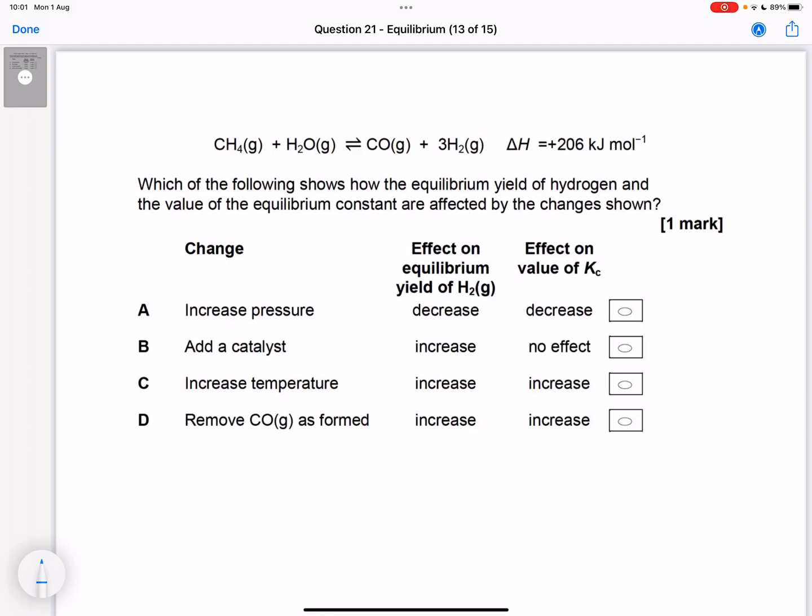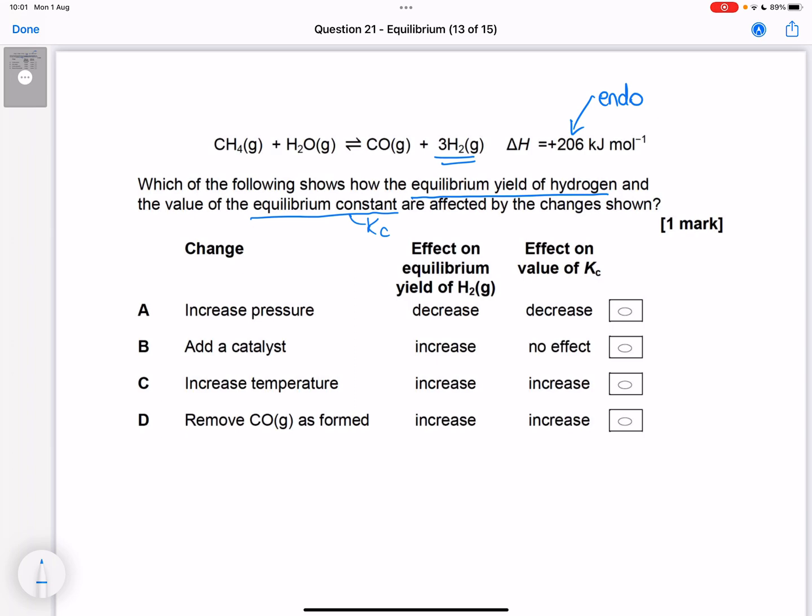So here we have a question about equilibrium, and we've been asked to find out the effect on the yield of hydrogen, hydrogen's here, and the value of the equilibrium constant Kc, according to these changes. So let's just assess what we've got. We've got an endothermic reaction, so a reaction that gets colder as the reaction goes on.